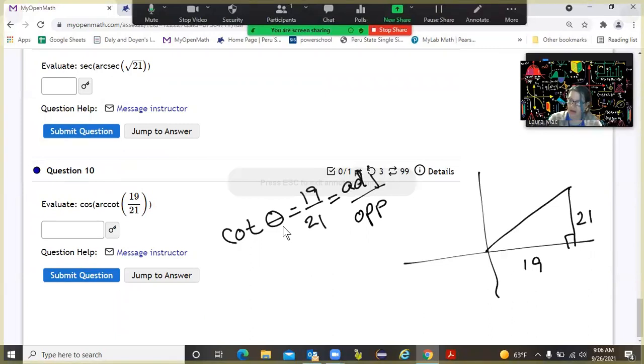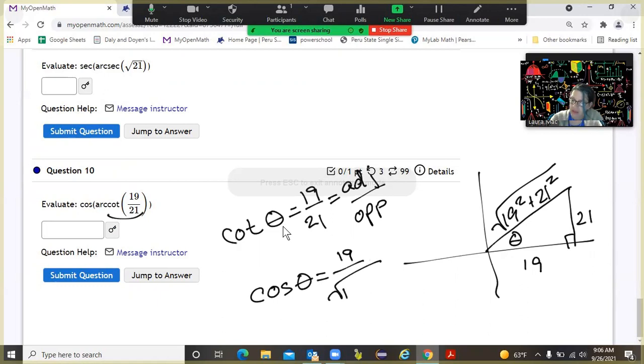So the hypotenuse is going to be the square root of 19 squared plus 21 squared using the Pythagorean theorem. I don't know what that is. So then this is our angle. So then they're saying, oh, so what's the cosine of that? So the cosine for our angle, cosine is the ratio of adjacent to hypotenuse. And it would look like that.